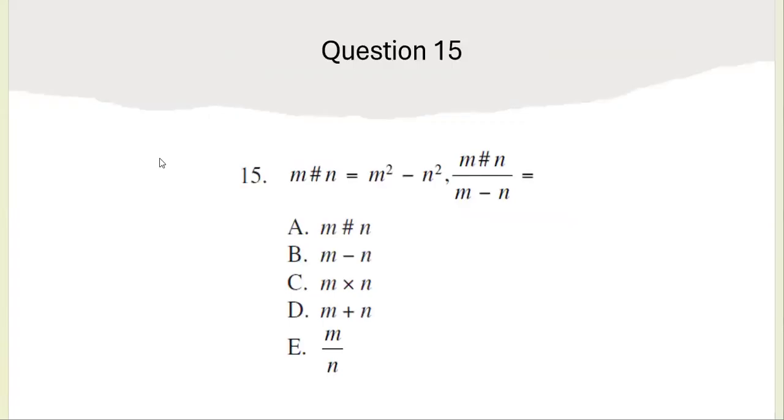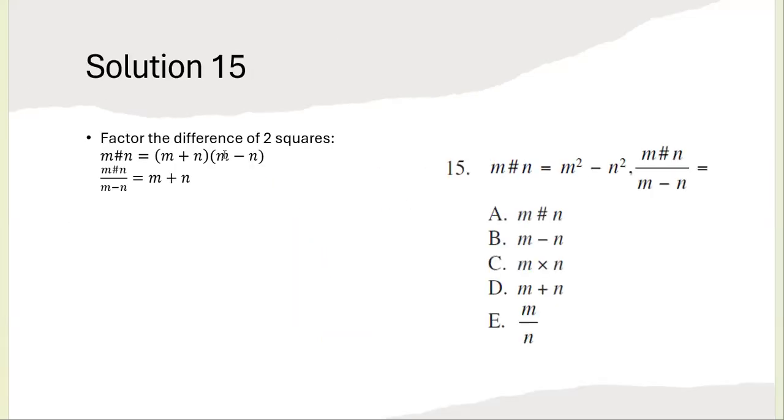Okay. If m pound n, or hashtag n, whatever you want to call it, equals m squared minus n squared, what is m pound n over m minus n? Okay, so we probably need difference of two squares. So let's factor this as m plus n, m minus n. Then you just divide both sides by m minus n. So you get the answer is m plus n, choice D.